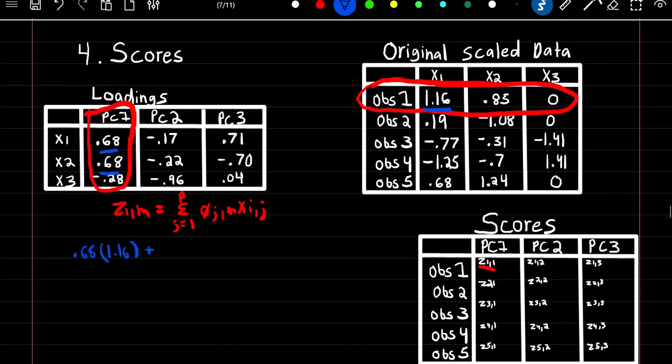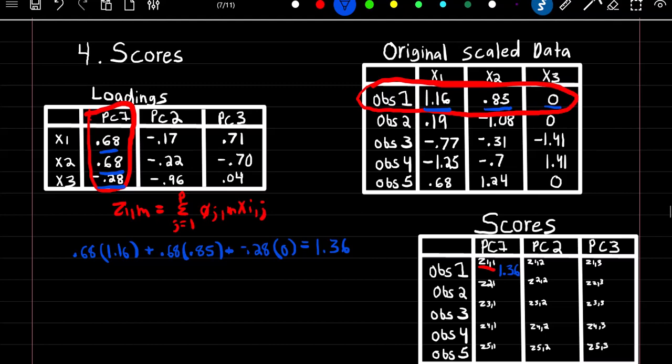plus 0.68 times our x2 value for observation 1, or 0.85, and then finally negative 0.28 times our x3 value for observation 1, which is just 0. And this will produce a value of 1.36. So our score for observation 1 of principal component 1 is 1.36.